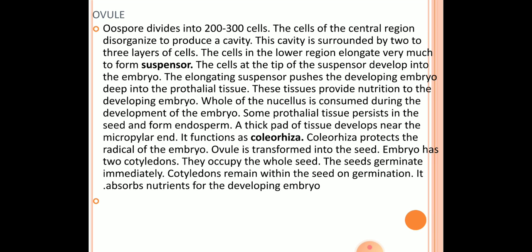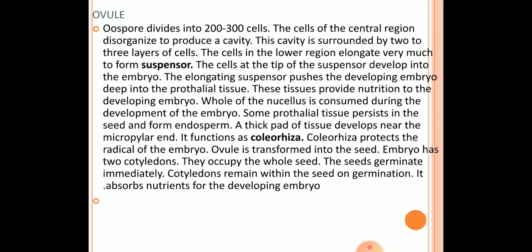The elongated suspensor pushes the developing embryo deep into the prothallus tissues, and prothallus is nothing but the primitive thallus structure. Actually the embryo will be formed. This tissue provides the nutrition to the developing embryo. Because the endosperm is absent, the whole of the thallus is consumed during the development of the embryo.